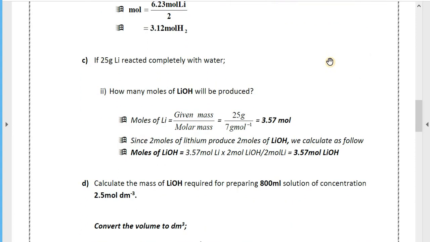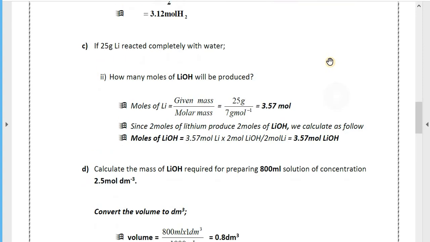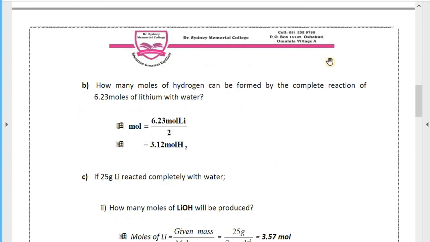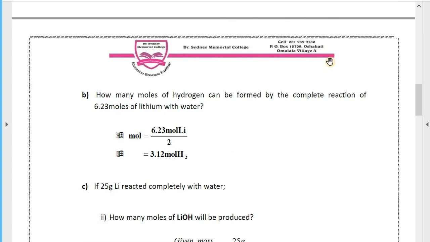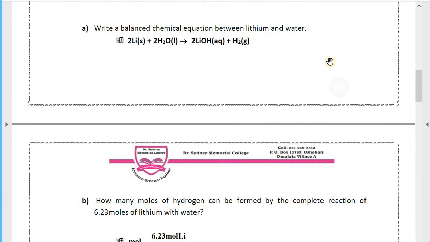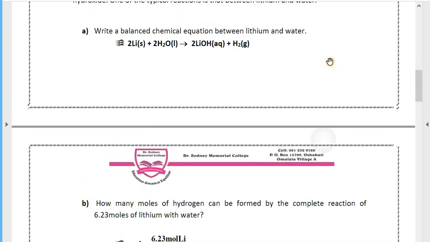Let's go on to item C. If 25 grams of lithium reacted completely with water, how many moles of lithium hydroxide would be produced? Okay? So now you again go back to your reaction. You always go back to your equation. And you want to look at the reaction ratio. For every 2 moles of lithium that react with water, 2 moles of lithium hydroxide are produced.